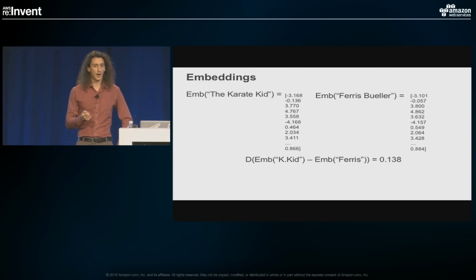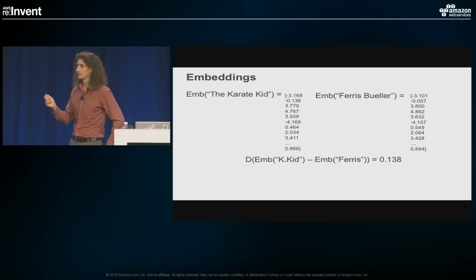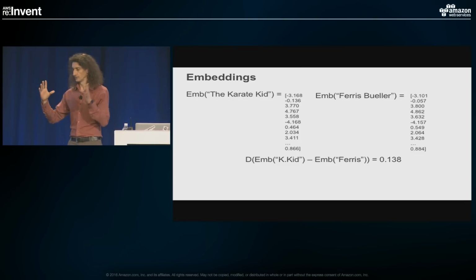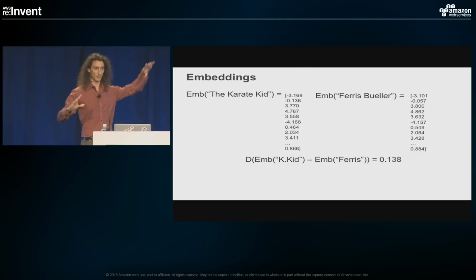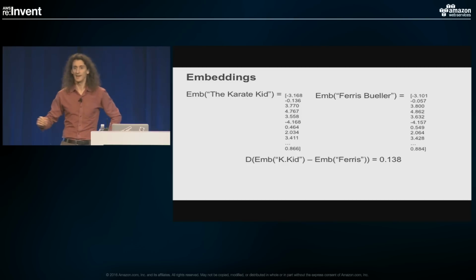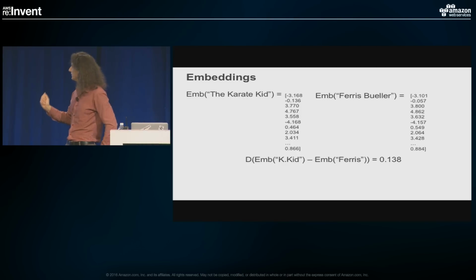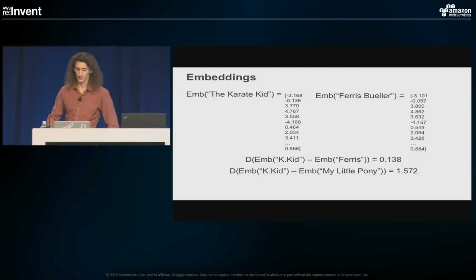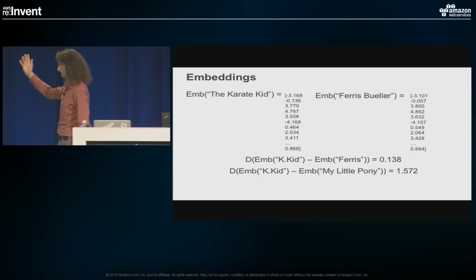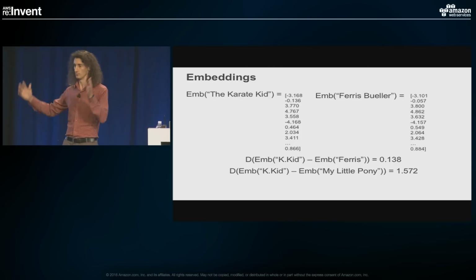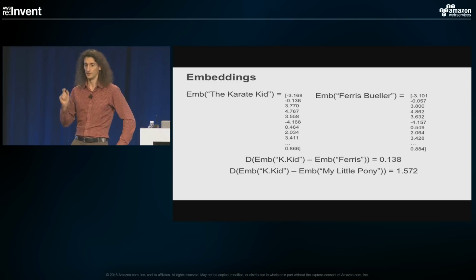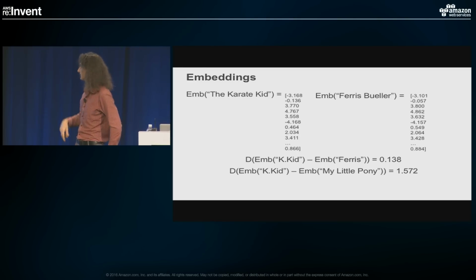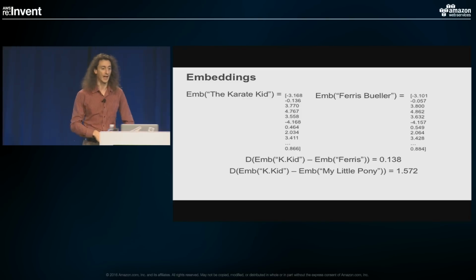And now you can start to see how these embeddings are a useful tool for understanding this really complex data set we started with. We started with this matrix of 4 billion entries, and now we've reduced it meaningfully to a way that you can compare any set of movies and see how similar they are. So for example, if you were to look at Karate Kid versus a different movie like My Little Pony, you'll see that they're much farther apart. In one case the distance is only 0.1, in the other case the distance is 1.5.